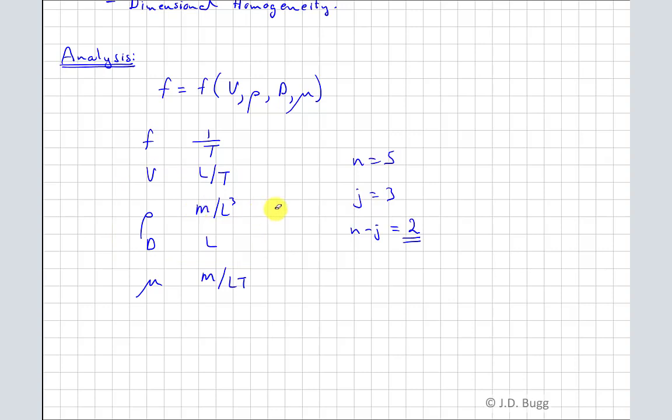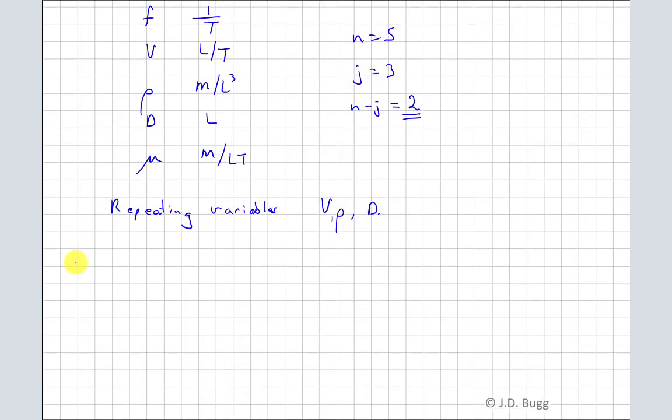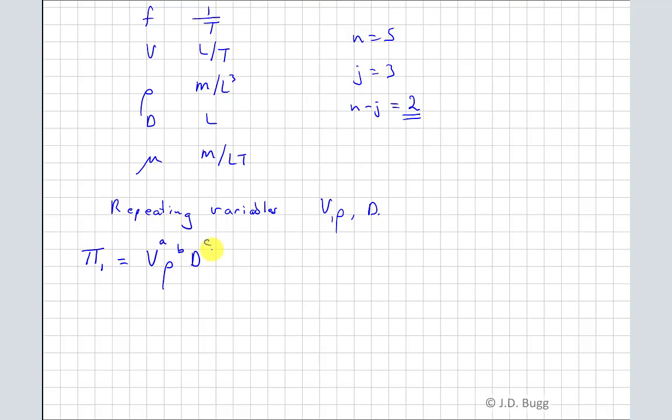So we're going to let our repeating variables be V, ρ, and d. So our first pi group then, pi 1, will have V to the power a, ρ to the power b, and d to the power c, and then we'll begin by non-dimensionalizing the frequency. And that has to be a dimensionless number.